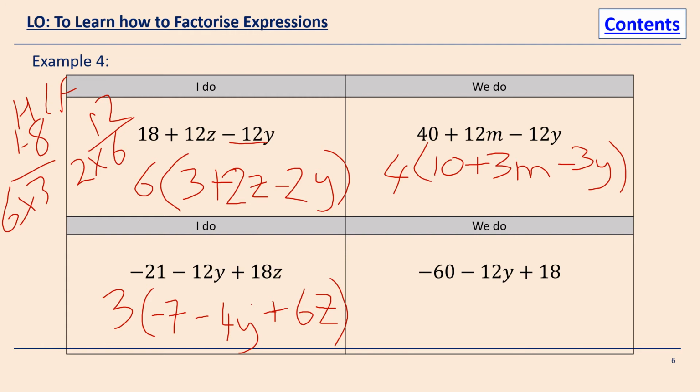Have a go. Pause the video while you have a go at the we do. Hopefully you've got 6 to the outside of the bracket. 6 times minus 10 is going to give us minus 60. Minus 2y. 6 times minus 2 is going to give us minus 12y. Plus 6 times 3 will give us 18. Pause the video if you need to copy any of those down.